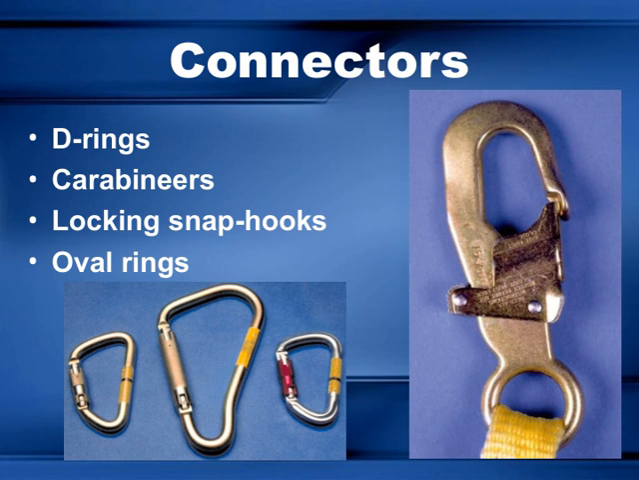Oval rings are another important component. They provide a stable, symmetrical attachment point that helps distribute forces evenly. Finally, connectors themselves. The term covers a broad range of hardware designed to link different parts of a system together securely. Understanding these components and their specific functions is crucial for building safe, reliable fall protection setups. They all play a vital role in ensuring that our systems are both effective and safe during use.